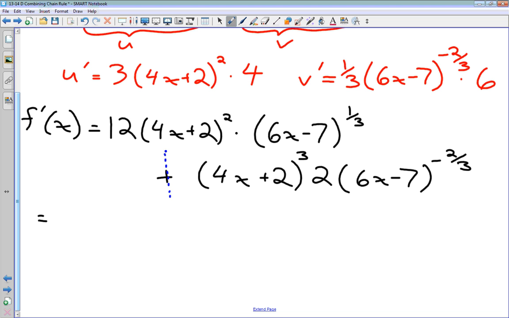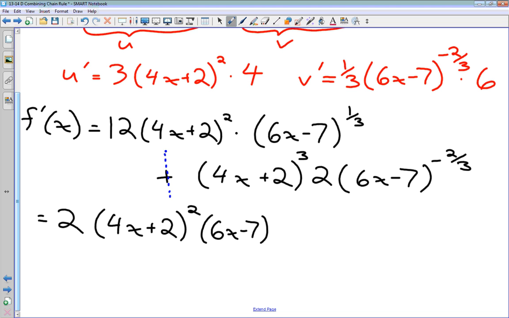So we're factoring. We're looking for things that are common. So if we look at the constant terms, we've got a 12 and a 2. So we can factor out a 2 from both of those. We've got a 4x plus 2 that is common. So we can factor out the lowest power of that binomial, 4x plus 2 squared. And 6x minus 7 is common to both of them. Again, we want to factor out the lowest power that we see, which is going to be 6x minus 7 to the negative 2/3.